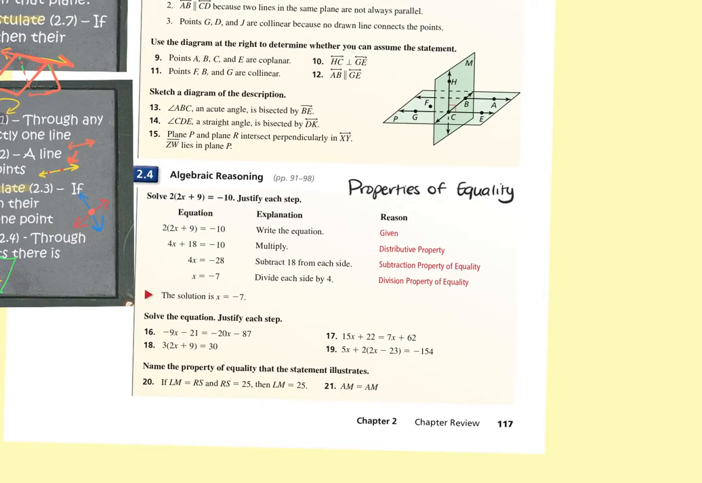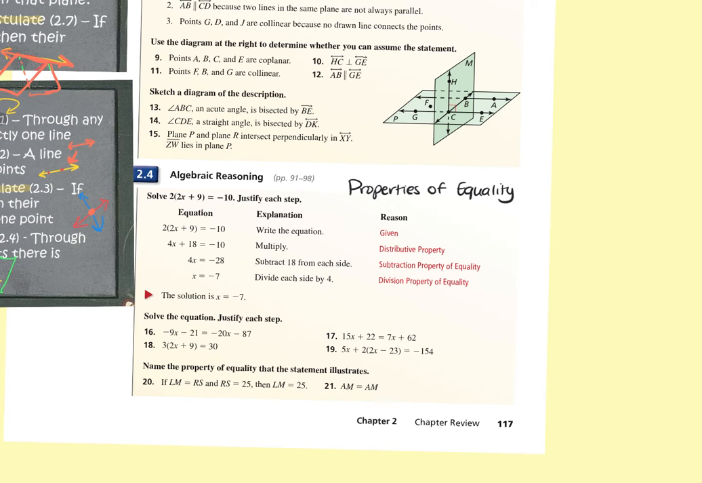Again, I'll go back to questions on the quiz in just a second. 2.4 was all the properties of equality from algebra: distributive, symmetric, transitive, and substitution. So we had addition, subtraction, multiplication, division, reflexive, symmetric, and substitution. Well, we didn't have transitive yet. Those are all on the Quizlet. The Quizlet covers the entire chapter.